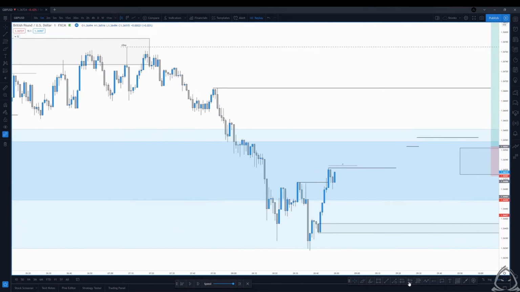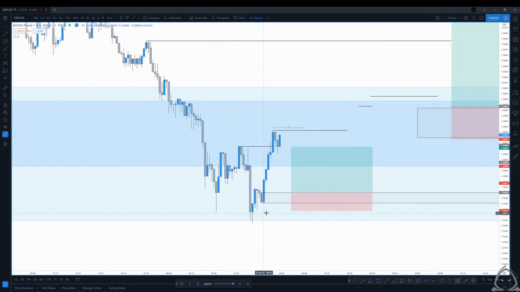So what I did was I set an order right here with a stop just below this wick right here. So I had my stop loss underneath this wick and was looking to take the entry long. This would have been, again, the risk entry. We have a nice break of structure.